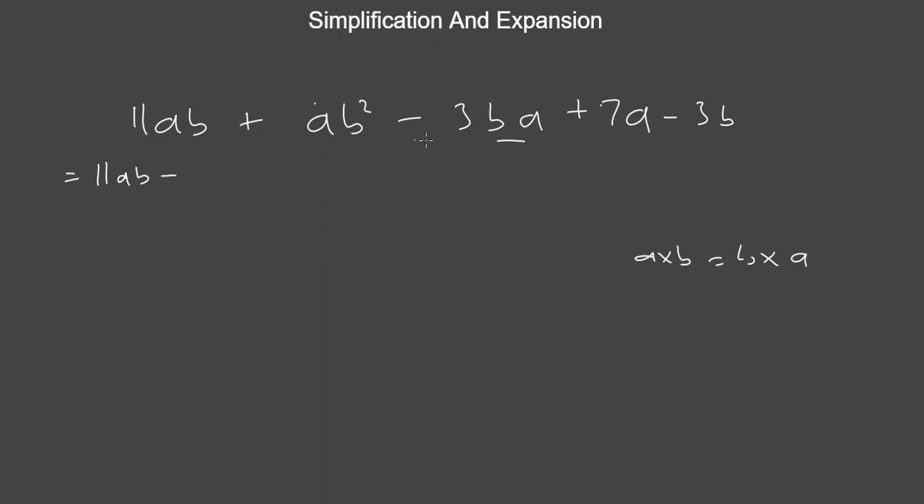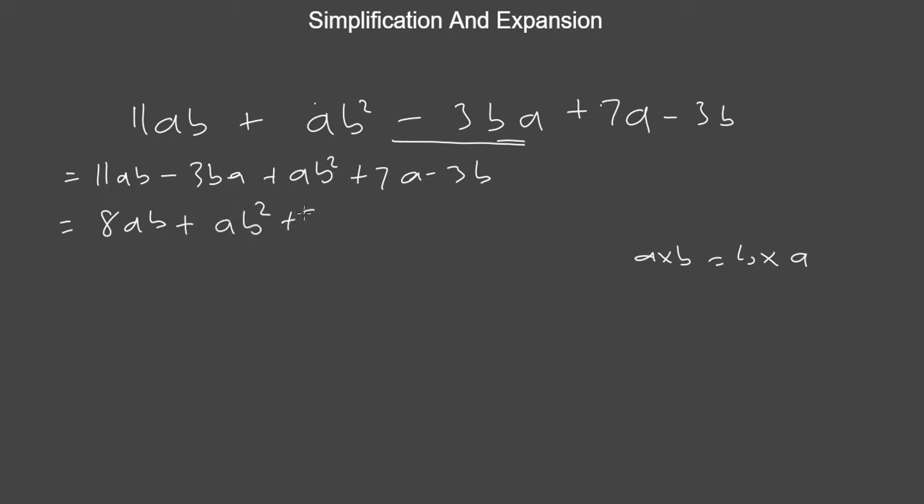11AB minus, you take the sign alongside with it, minus 3BA, then plus AB squared, that's this particular one, plus 7A minus 3B. Because there is no term that is alike, you just retain all of this. So this becomes 11AB minus 3BA, which can be written as 11 minus 3, which will give us 8. Then just take AB. You can write it as AB or BA, it doesn't really matter. Then plus AB squared plus 7A minus 3B. So this is how you simplify this expression.